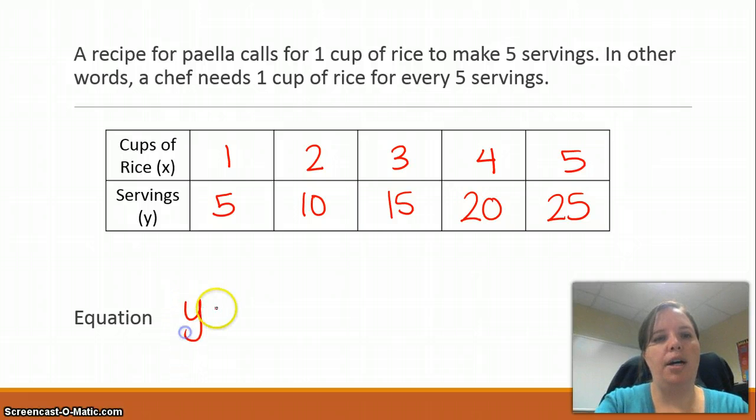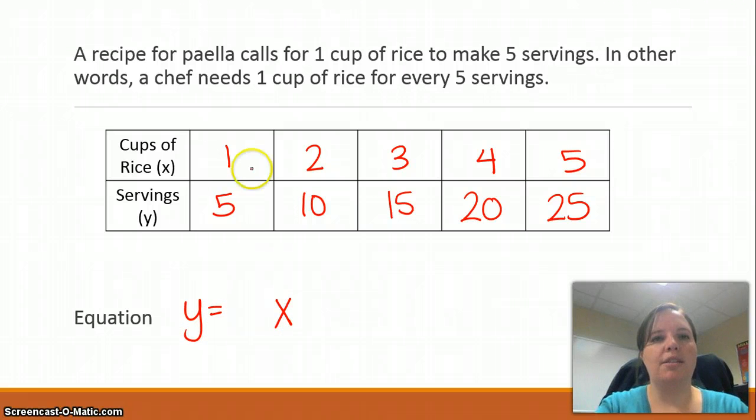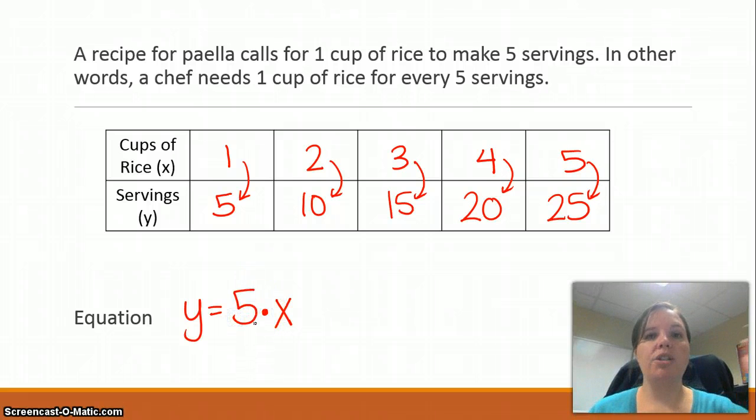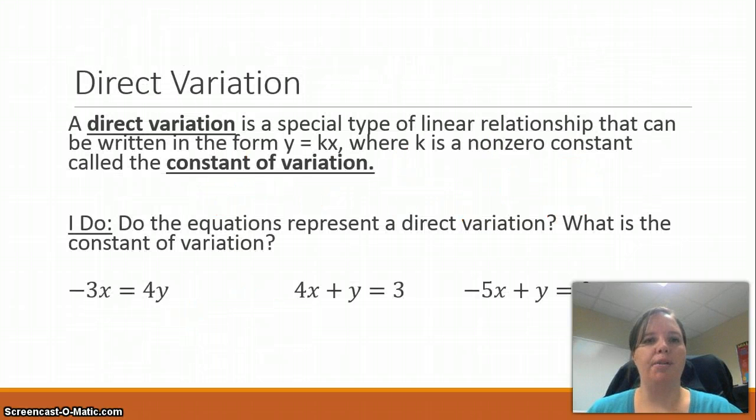We want to relate y to the value of x. So when we look at this, every single time, how did we calculate going from the number of cups of rice to the number of servings? Every single time we took the value of x and we multiplied it by 5. So the equation is y equals 5 times x, if x is cups of rice and y is servings. So the independent and dependent variable.